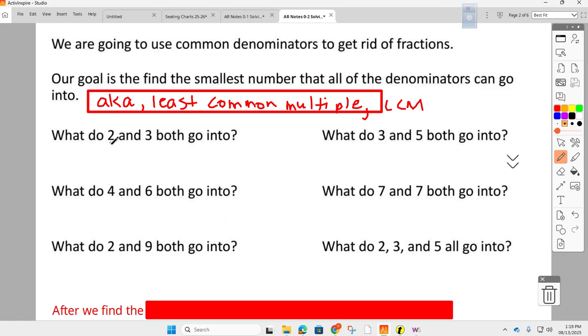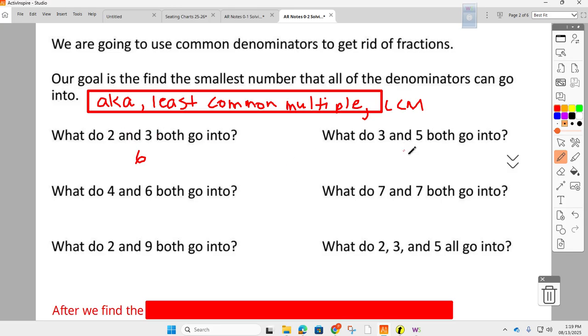So what is the smallest number that 2 and 3 are both a factor of? Is 3 a factor of 4? No. What did you say? 6. This is the smallest number that 2 and 3 will go into. Now here's the thing. Will 2 and 3 go into 12? It will. And we could use 12. Our goal is to find the smallest number. But I will tell you, as long as these numbers are factors, you can use that too. But right now we're looking for the smallest number that they're both a factor of.